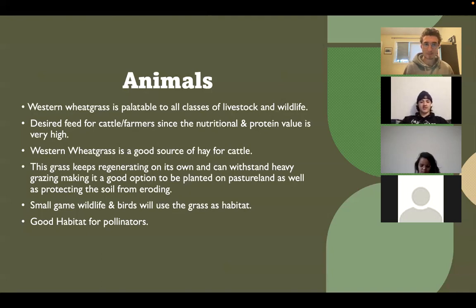Additionally, this grass can be a good source of feed for small wildlife and birds as well. Also, it's good habitat for pollinators, and pollinators are essential to producing a good crop. So, if you have good habitat for them in and around your farm, that can hopefully help the sustainability of your agriculture production.